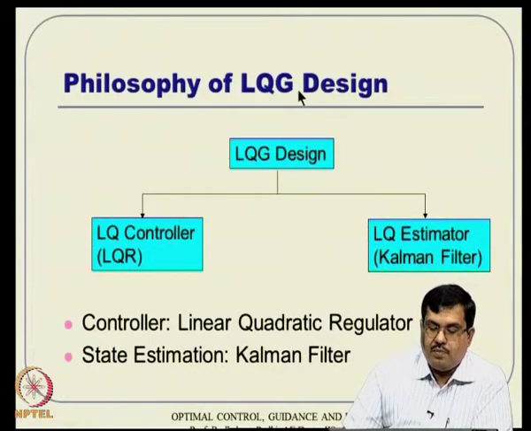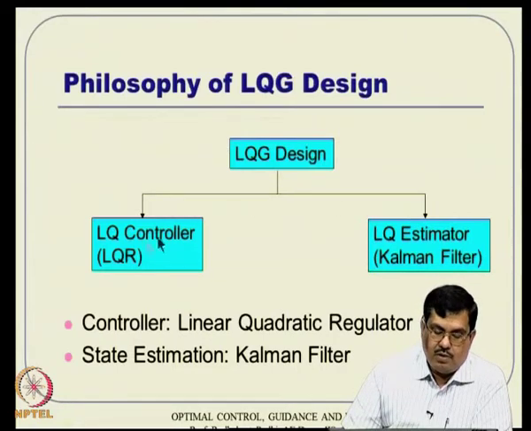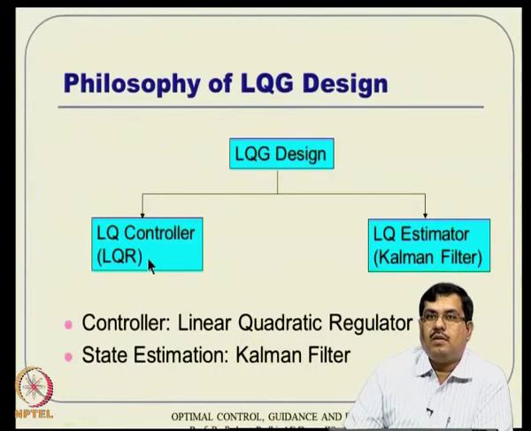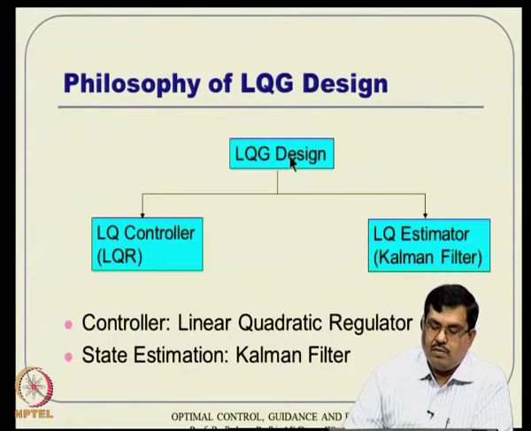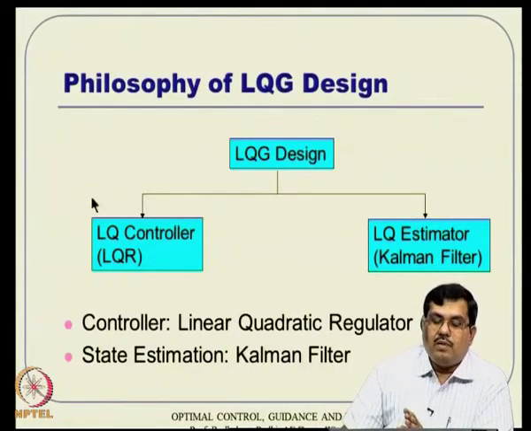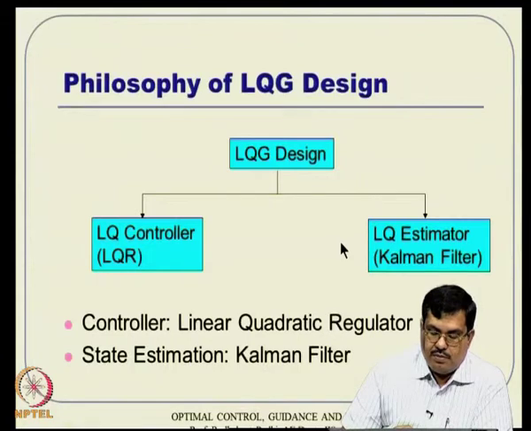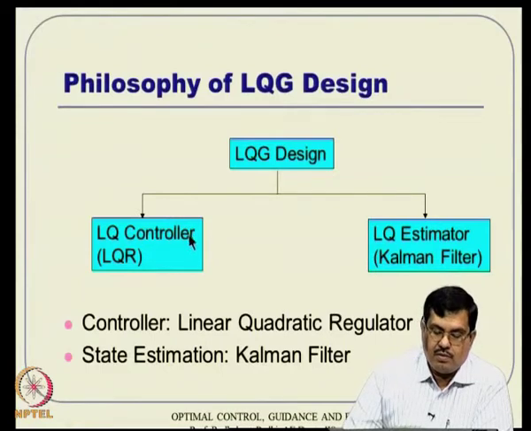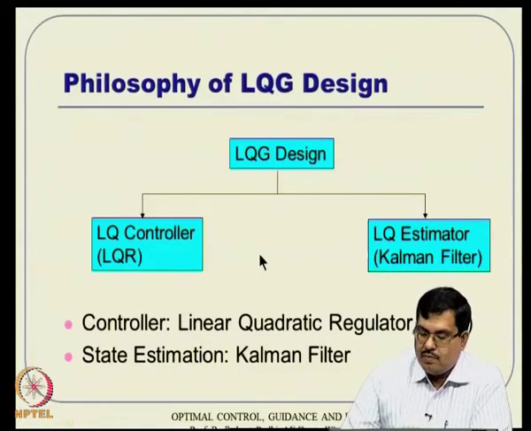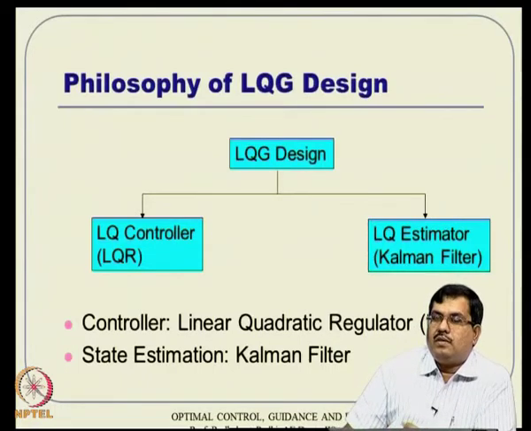Alright, so the philosophy of this LQG design is very simple, in fact. It has two components. One is the LQ controller, typically synthesized through LQR design, and the other is the LQ estimator, typically designed through Kalman filter. And here we talk about linear systems only. Okay. So the LQ controller and LQ estimator are everything, actually. There are various extensions of LQR, as we know from before, including some tracking problems and all that. So this gives us a good platform to have a fairly robust control design in the loop.